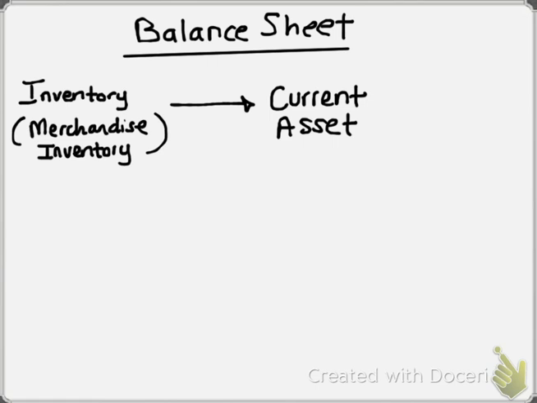Now, a current asset, which we talked about earlier, is assets that we expect to use or benefit from within less than a year. So if it's a current asset, you're showing it at the top of your balance sheet under assets that we expect to receive a benefit from within less than 1 year.